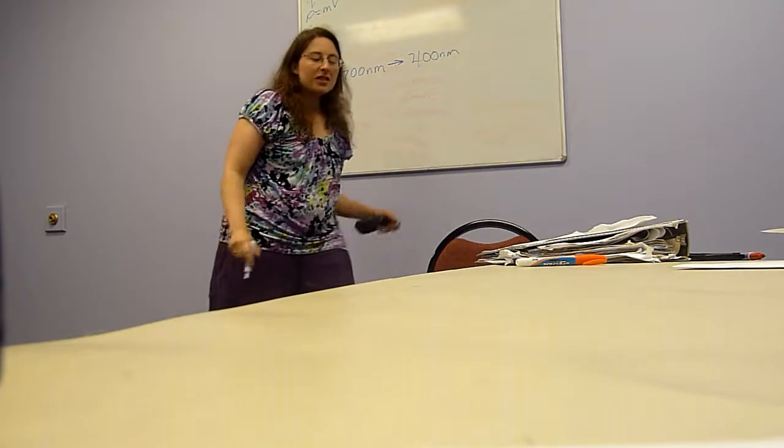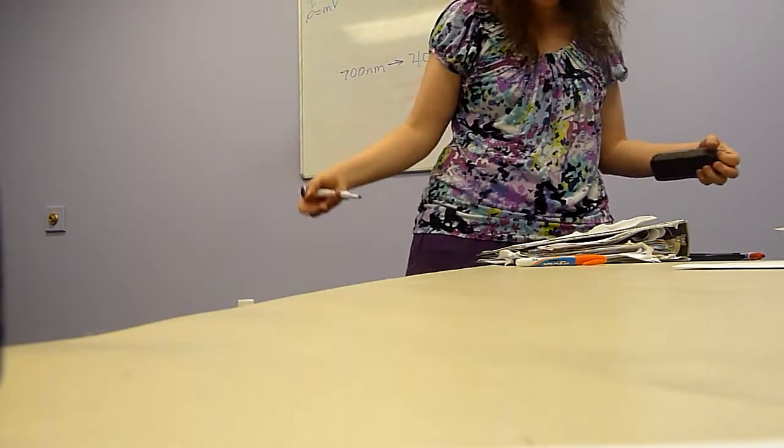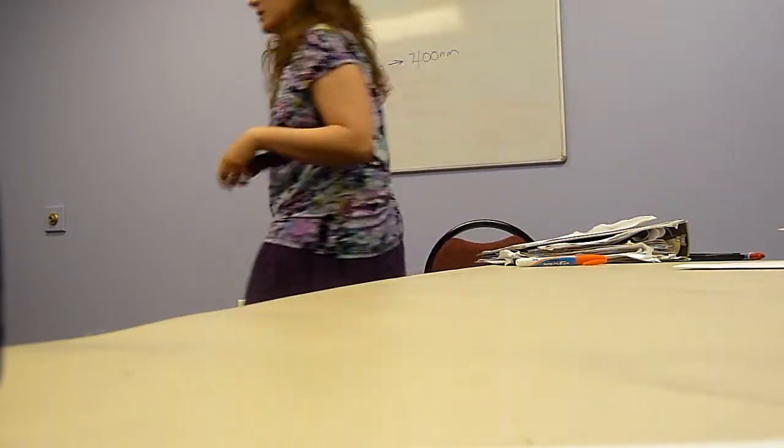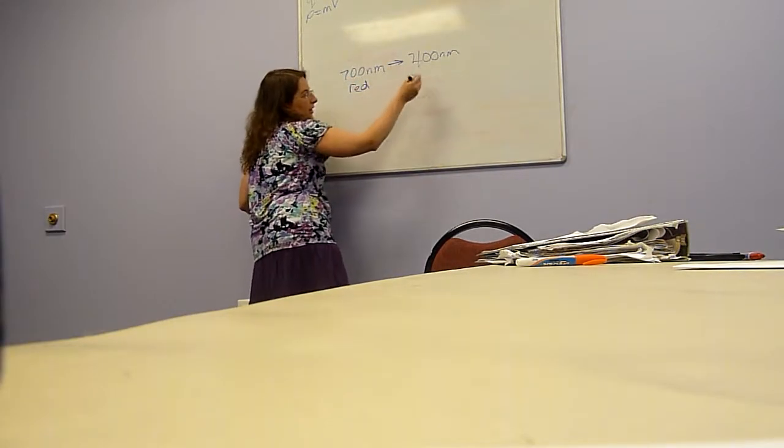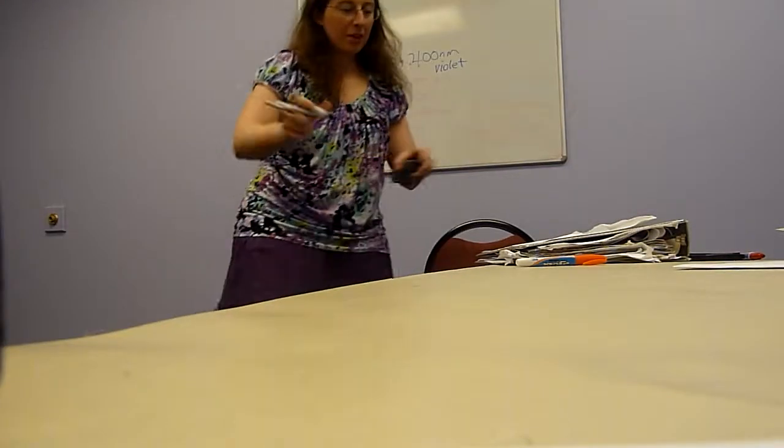Okay, visible light ranges from about 700 nanometers to about 400 nanometers. And the other thing you want to know on the final is the 700 end is red and the 400 end is violet. If you know that much, you're going to be fine.